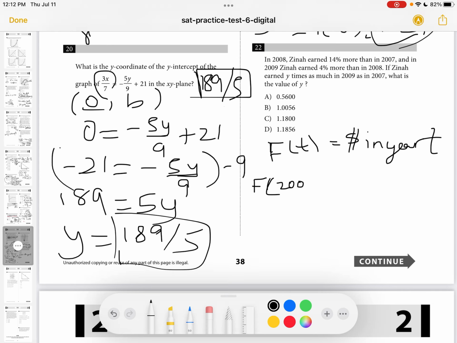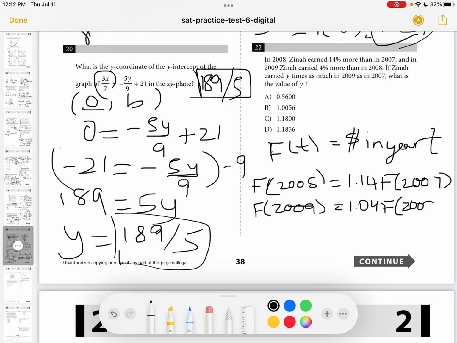So F of 2008 will be equal to 1.14 times F of 2007. And F of 2009 will be equal to 1.04 times F of 2008. But we know what F of 2008 is. It's this, so you can substitute. So F of 2009 will be equal to 1.14 times 1.04 times F of 2007.